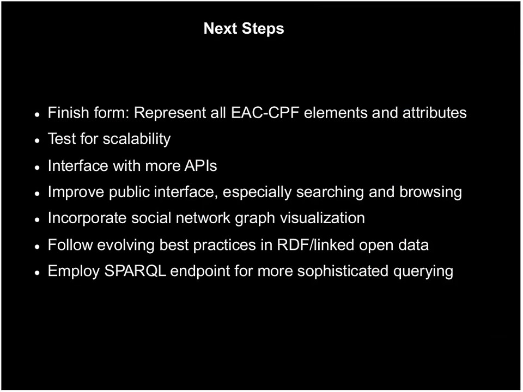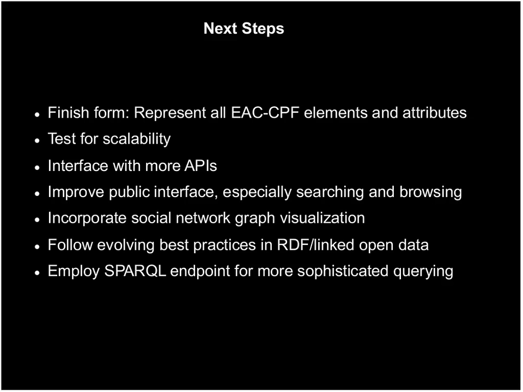Most of the EAC-CPF elements are represented, but not all of them yet, and not all of the attributes either. I want to test for scalability. I believe that it can scale right now into the hundreds of thousands or even millions of records, but I haven't tested this. I have, however, received 4.5 million EAC records from the SNAC project, but I haven't gotten a chance to play around with them yet.